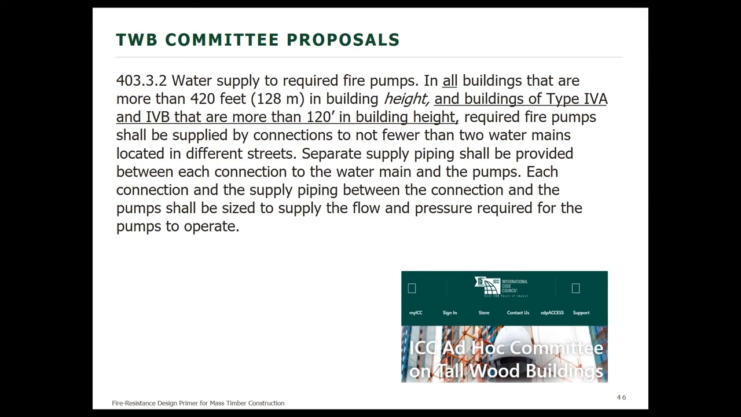You'll remember that I noted a little bit earlier that we're looking for enhanced suppression. This shows the added text calling for the enhanced water supply that will be provided at the 120-foot height for buildings of type 4A and 4B construction. Now, the significance of why it's enhanced is that the trigger you have, that enhancement, is not triggered for other types of construction until the 420-foot height.